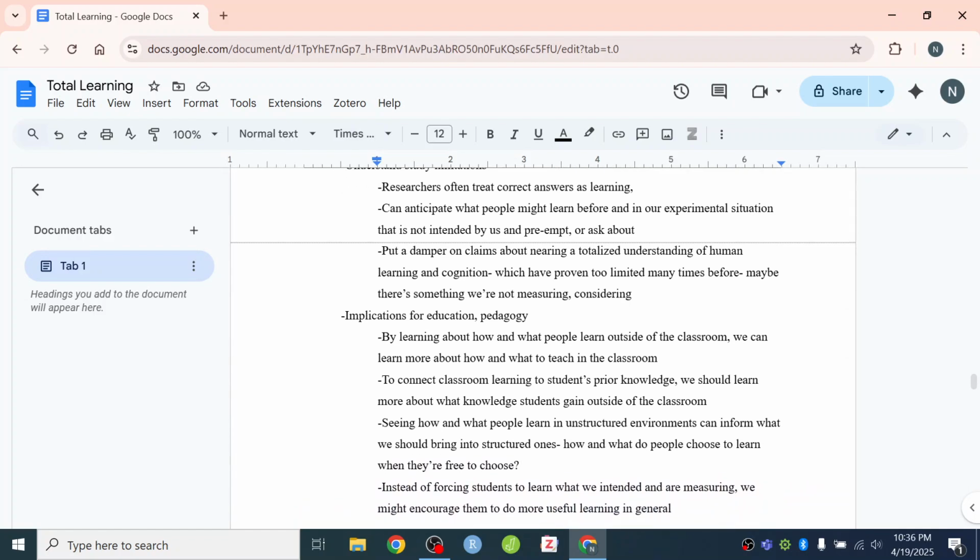And this is an interesting implication of total learning, but if we care about the amount of useful learning that people are doing, instead of forcing students to learn what we are intending and what we are measuring, we might encourage them to do more useful learning in general, rather than trying to force this kid who does not want to learn algebra to sit in that algebra class and learn algebra because that is what we are measuring whether or not you're learning. Well, what if we can convince them to learn something else that is useful in that same given period of time? Isn't he doing just as much useful learning as a kid who is sitting down to learn algebra? Isn't that still a productive thing?